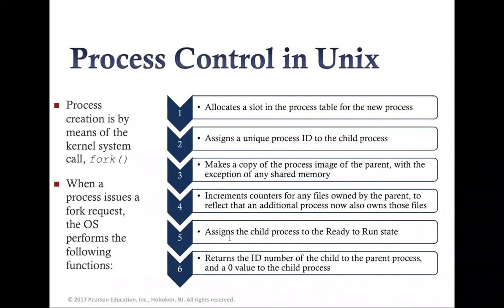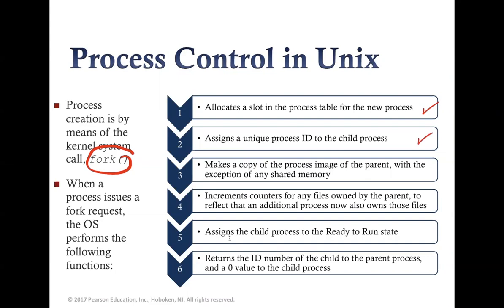So process creation in Unix is made by means of the kernel system call, which is the fork operation. When a process issues a fork request, the operating system will perform the following functions. First, it will allocate a slot in the process table for the new process. Then it will assign a unique process identifier to the child process. Keep in mind that a fork means a process will fork another process or multiple processes.